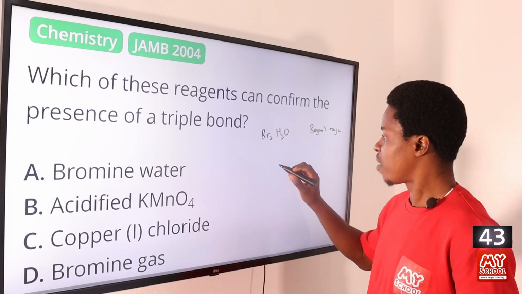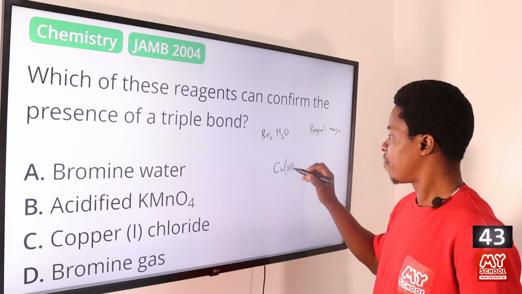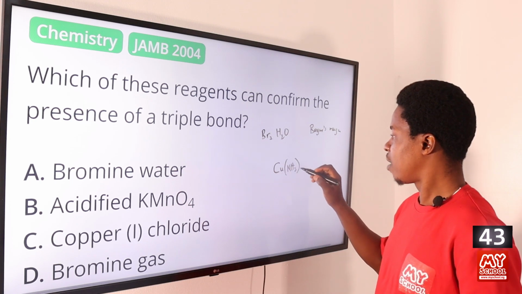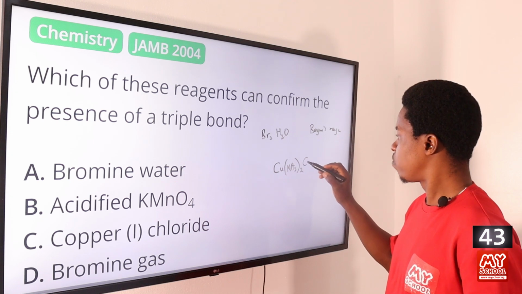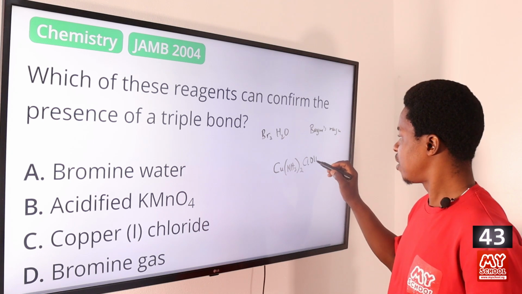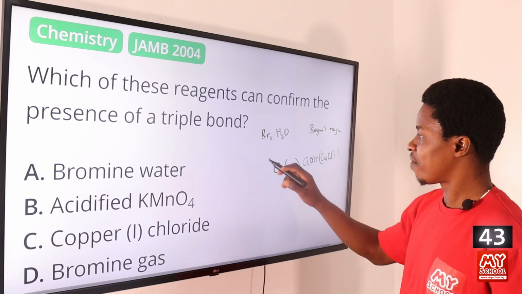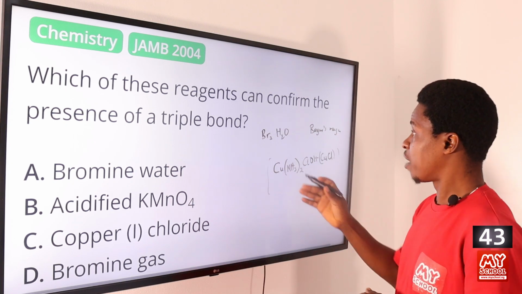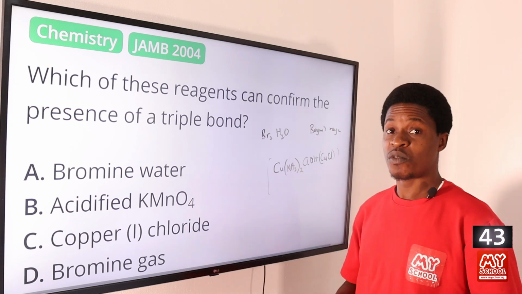Ammoniacal. Okay, we have NH3, we have 2, we have Cu, we have Cl and OH here. Then we have Cu, of course, the compound. The formula looks more of that. You can check up the formula anyway for ammoniacal cuprous chloride.